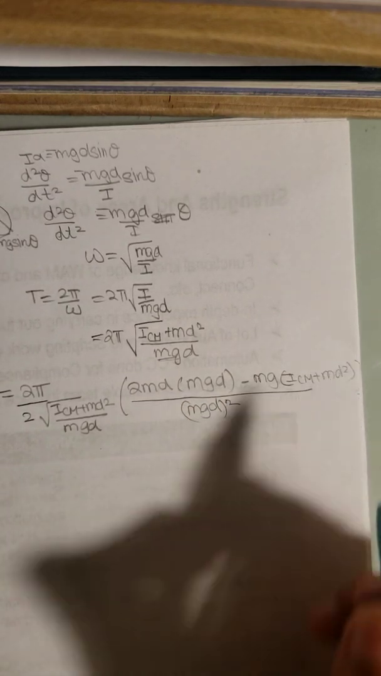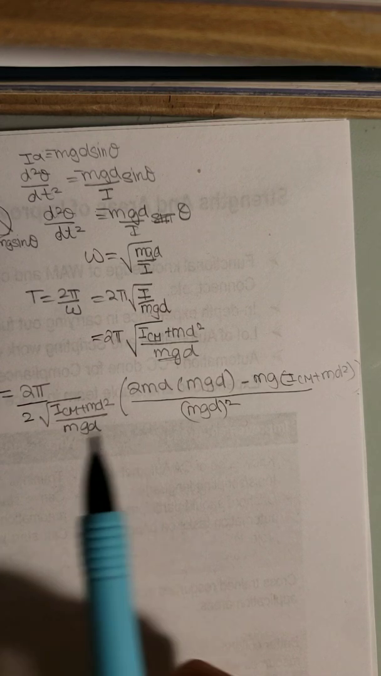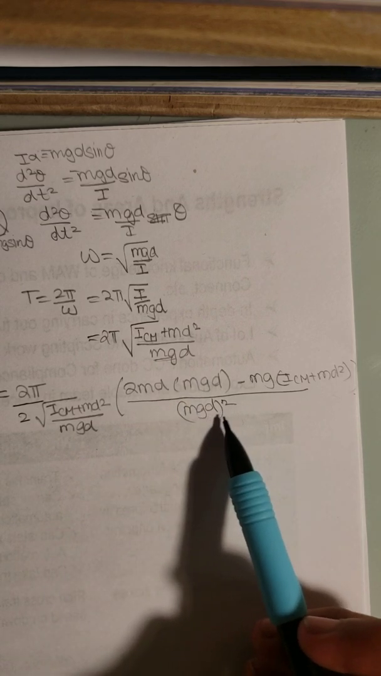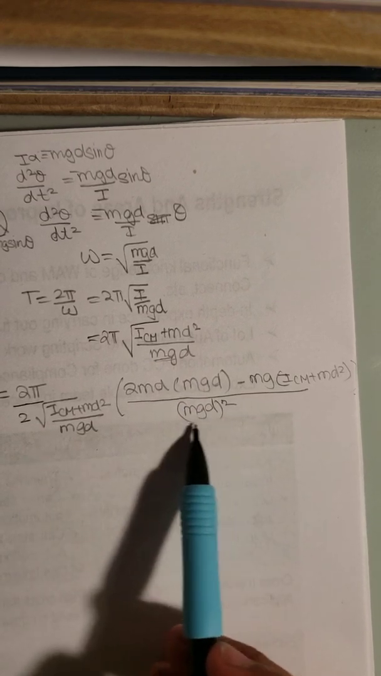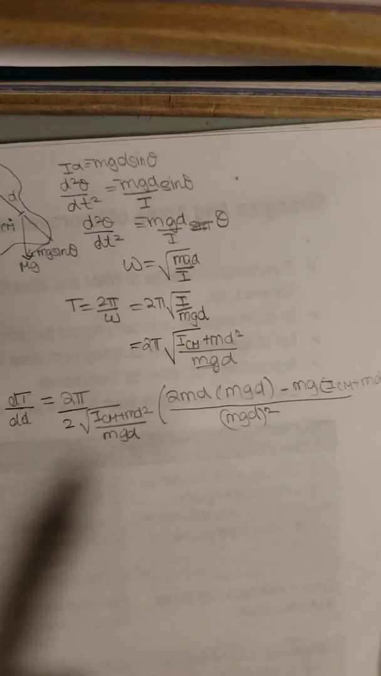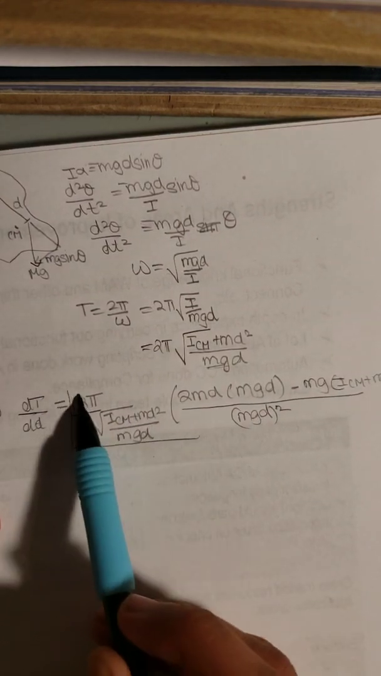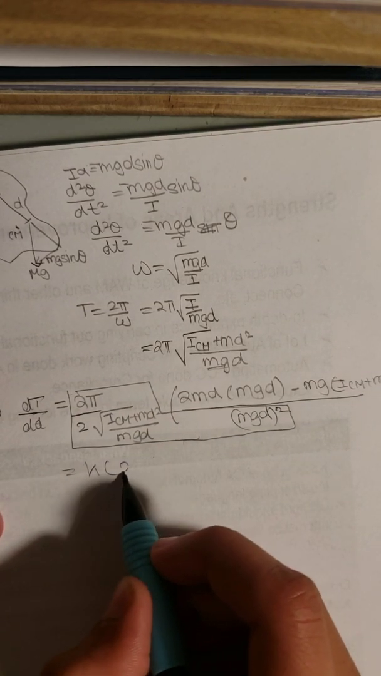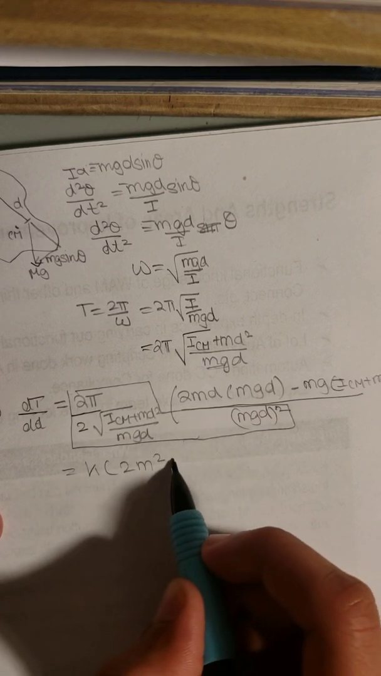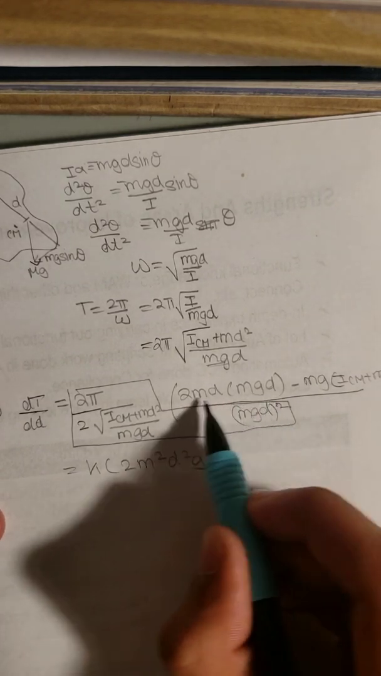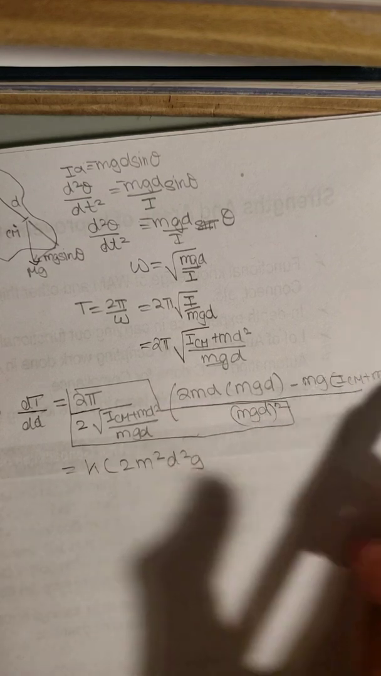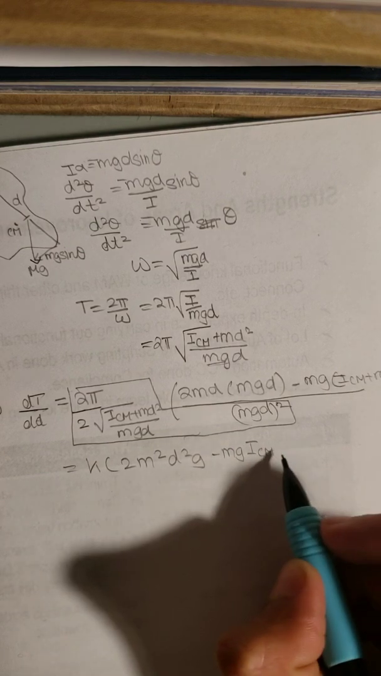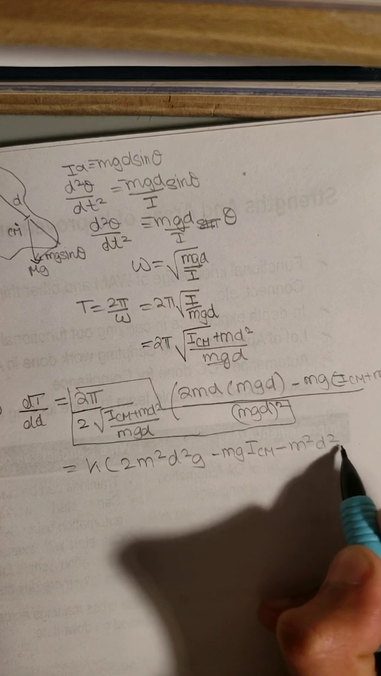squared. So now if you look at this expression, we see that this has a square root, so this must always be positive, and this is a squared, so this part must also be positive. So what I'll do now is I'll call this entire part of the expression k. So we get k times 2m squared d squared g, just simplifying this by multiplying all these terms out. And this part would give us negative mg ICM minus m squared d squared g.